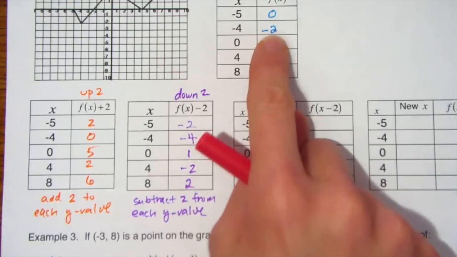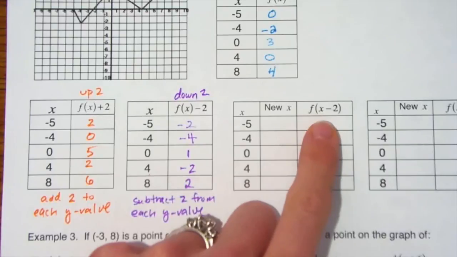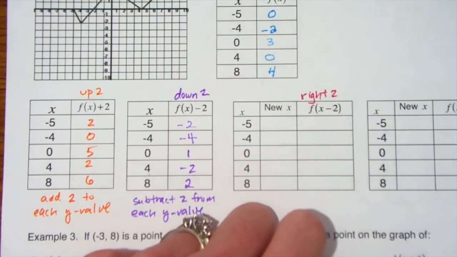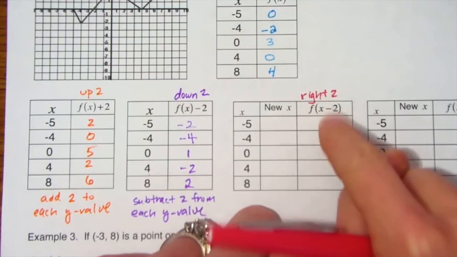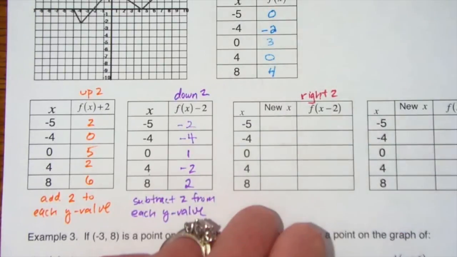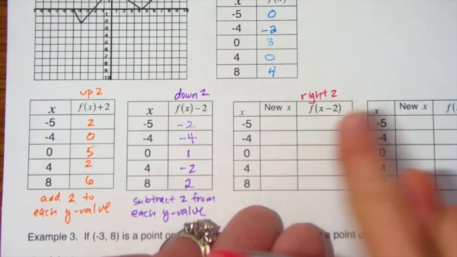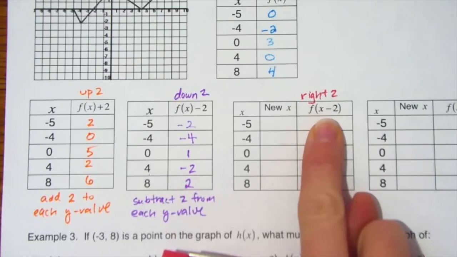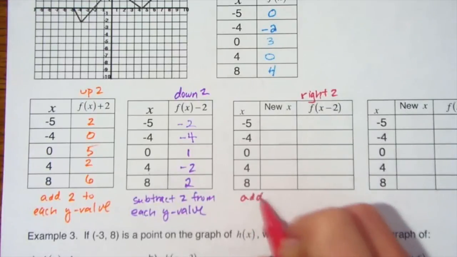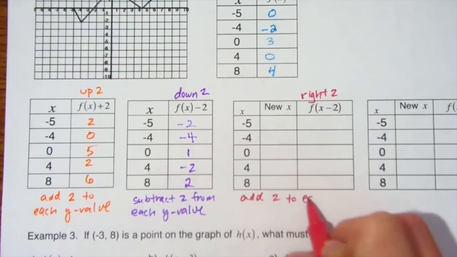Good. Okay, what is happening? What's the translation here? This is actually right 2. What do we want to say instinctually? We do want to say left, but you need to remember that for the input, anytime you're changing that x value, you're actually moving in the opposite direction. So if we're moving right 2, what are we going to do to the x values of each point? We're actually going to be adding 2. So even though this is x minus 2 for our function, to get that shift we need to add 2 to each x value.